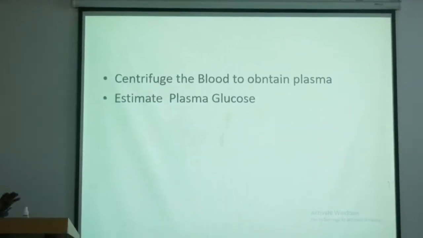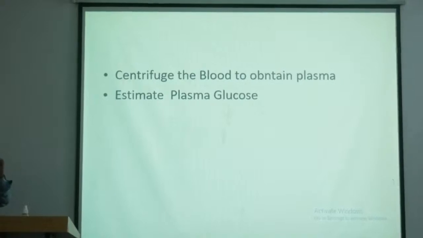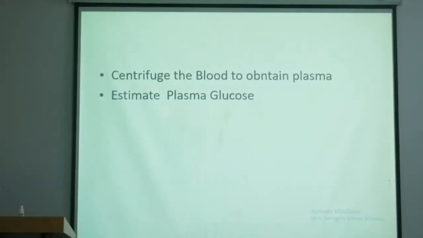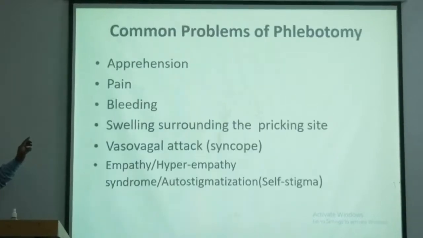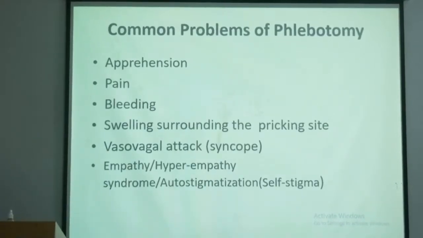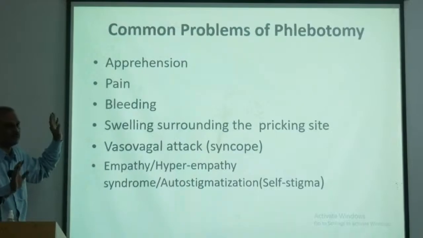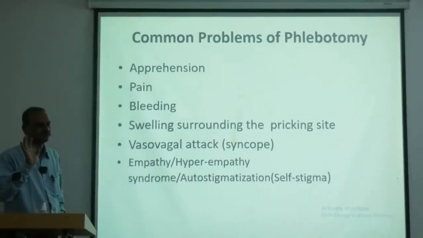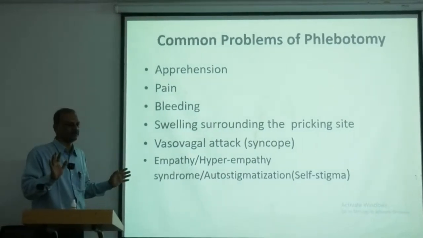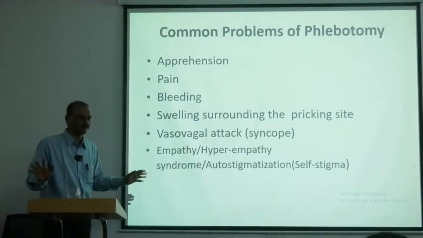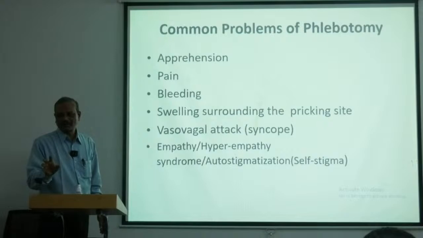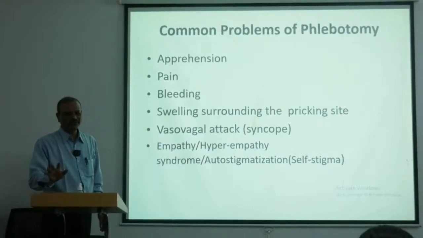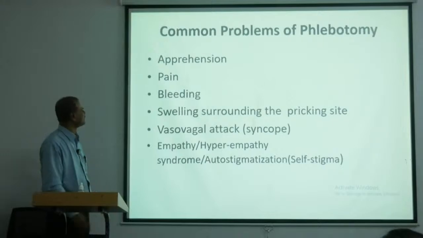Now after you have collected the blood, you have to centrifuge it to get the sample, which I will demonstrate to you. From that plasma you will get the estimate of the blood. Now, problems in this situation. First, apprehension: nobody likes pricking, so there will be some apprehension, and the degree varies. Second, pain. I have given you some idea how to reduce pain, and you have to do it masterly and in your own ways.